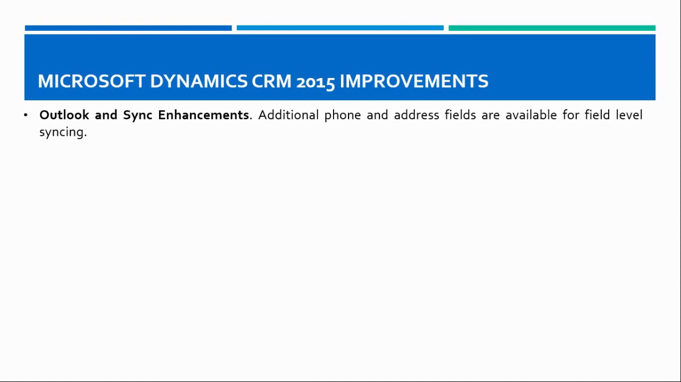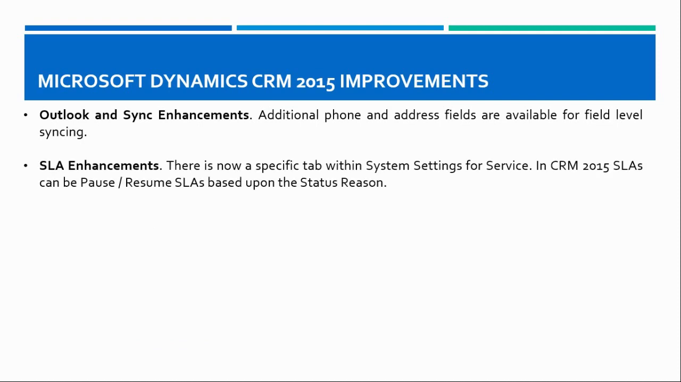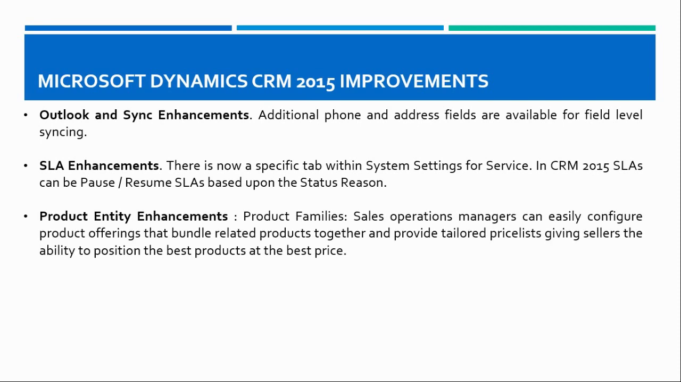Additional phone and address fields are available for field level synchronization. On top of that, they have also done some SLA enhancements. There is now a specific tab within the system settings for service. In CRM 2015, SLAs can be paused and resumed based upon status reasons.